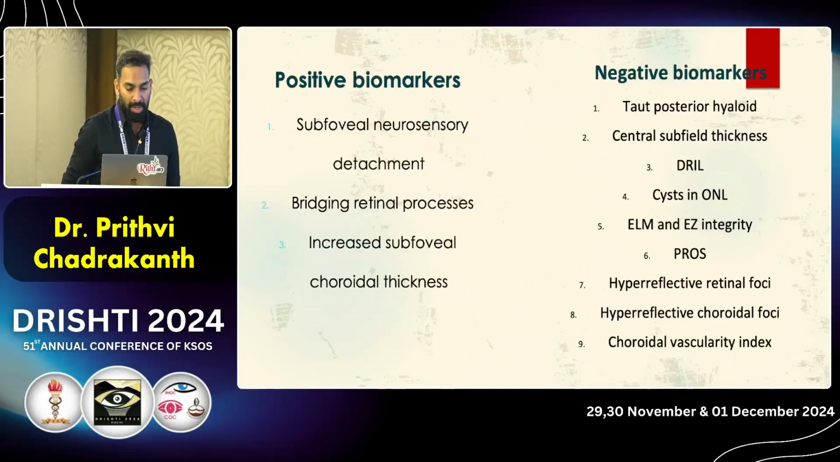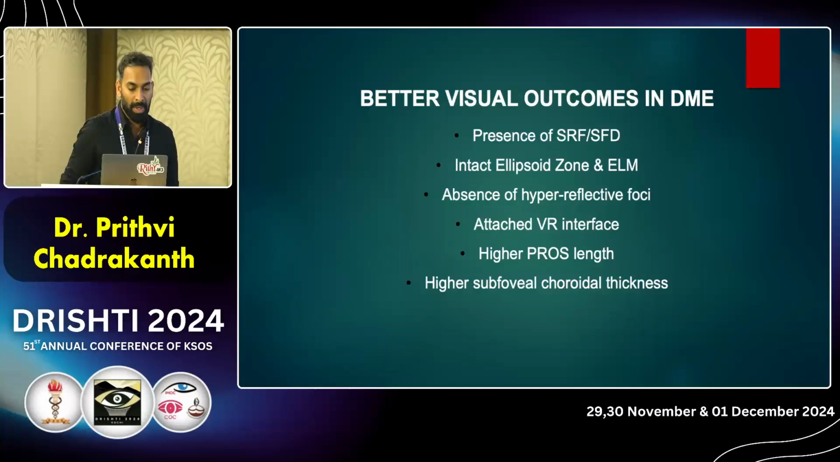Again, OCT biomarkers, just want to say that these are the positive ones and the negative ones. The positive biomarkers will give you a good prognosis. Negative ones won't give you much of a prognosis. So we have to explain to the patients, looking at these biomarkers, whether their vision is going to improve or not. Again, the ones with better visual outcomes, you can also see if it's chronic, and if it's chronic, you can plan on other steroid implants.